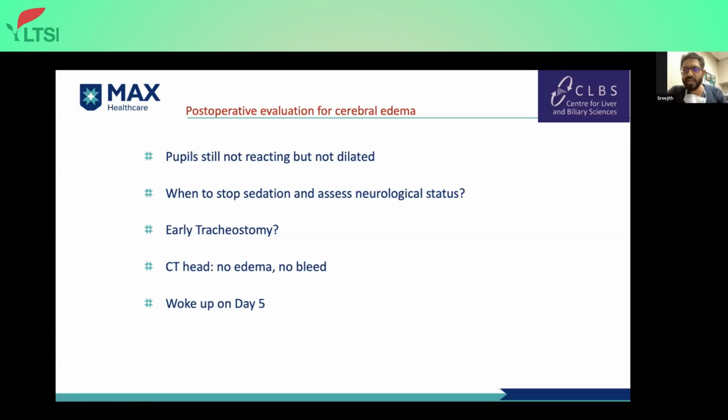This child woke up on day 5. Now it's post-op day 16. The child's LFTs have come down, and the child is sitting and having a normal diet and normal activity. Can we quickly move on to the next case? We'll take another 10 minutes.